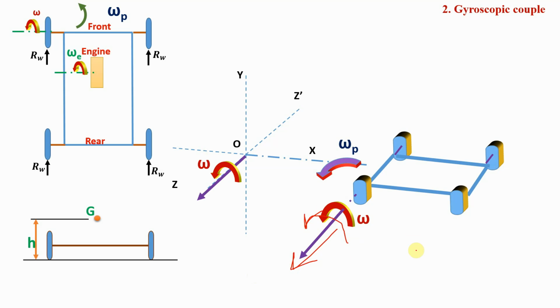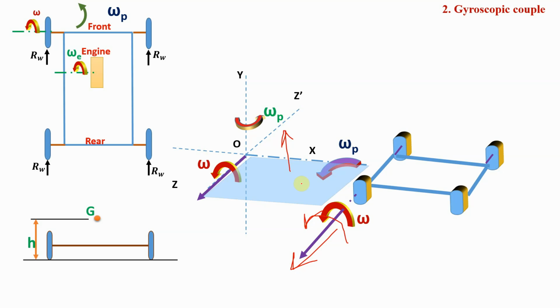We identify the precession plane in which omega p acts, and that plane is XOZ. The vehicle is taking a left turn in horizontal plane XOZ. So omega p acts in plane XOZ. Now to find out the precession vector representing omega p, we take the right hand in the precession plane XOZ and curl the fingers of right hand in the direction of omega p. Thumb will point upwards, and that is the direction of precession vector.